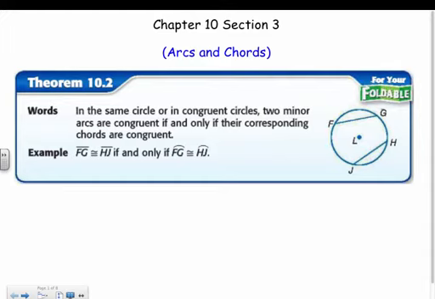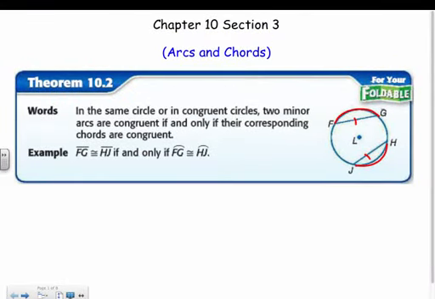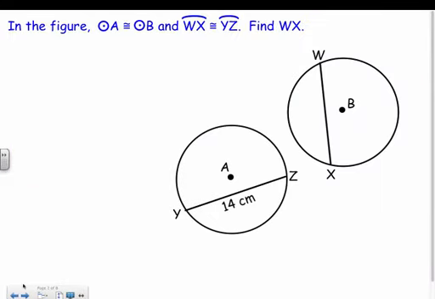minor arcs are congruent if and only if their corresponding chords are congruent. So for example, here looking in this circle, if FG and JH would happen to be congruent, then I know the measures of their arcs would be congruent. So this arc would be congruent to that arc. FG would be congruent to JH, right? Because they kind of match up with those endpoints. So it makes sense. Let's just look at an example here.